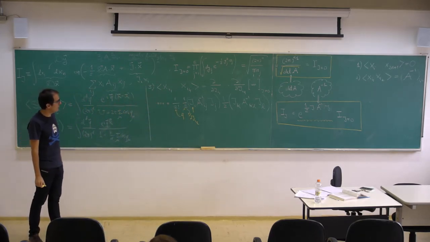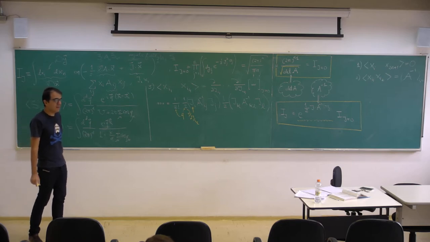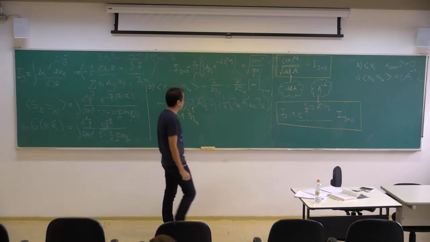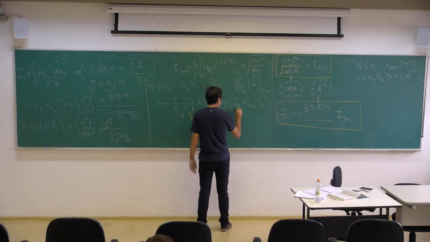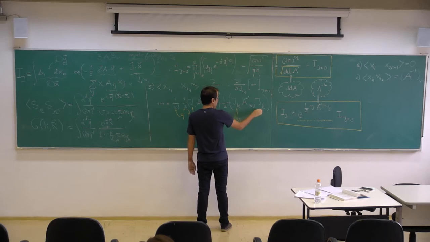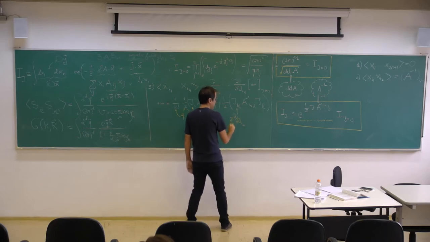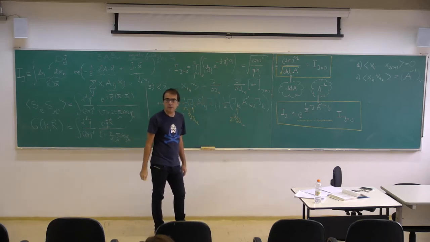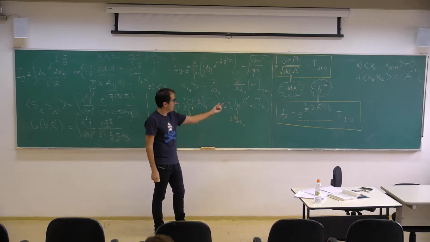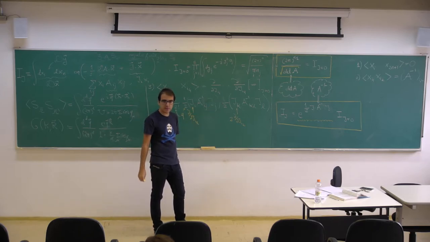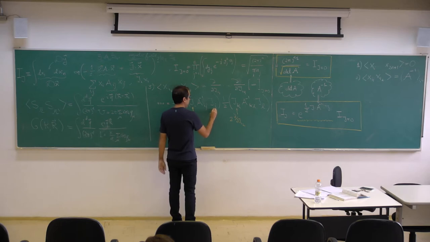And now I have the derivative with respect to j2. Now it can do two things. It can act here, or there, but that's just the same, so a factor of 2, because the matrix A is symmetric, so acting there or there is the same. Or it can act here. This one is different, it counts with a factor of 1.